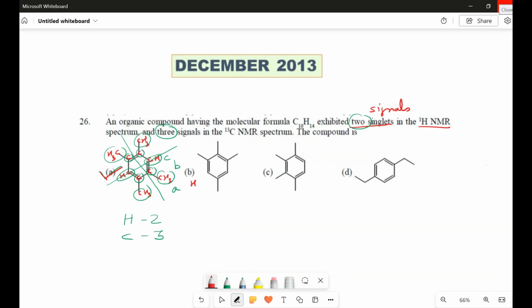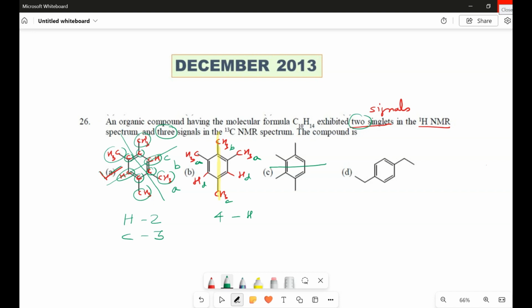Okay, so let's check. Here I'll be having this CH3, this CH3, and this CH3. I have a CH3 here, and I have a hydrogen here. So I'll be having hydrogen A. This will also be A because I have a plane of symmetry here. I have hydrogen A, hydrogen A. I have a plane of symmetry in the center, and this will become B, C, and this will be D. So I have four signals in hydrogen proton NMR.